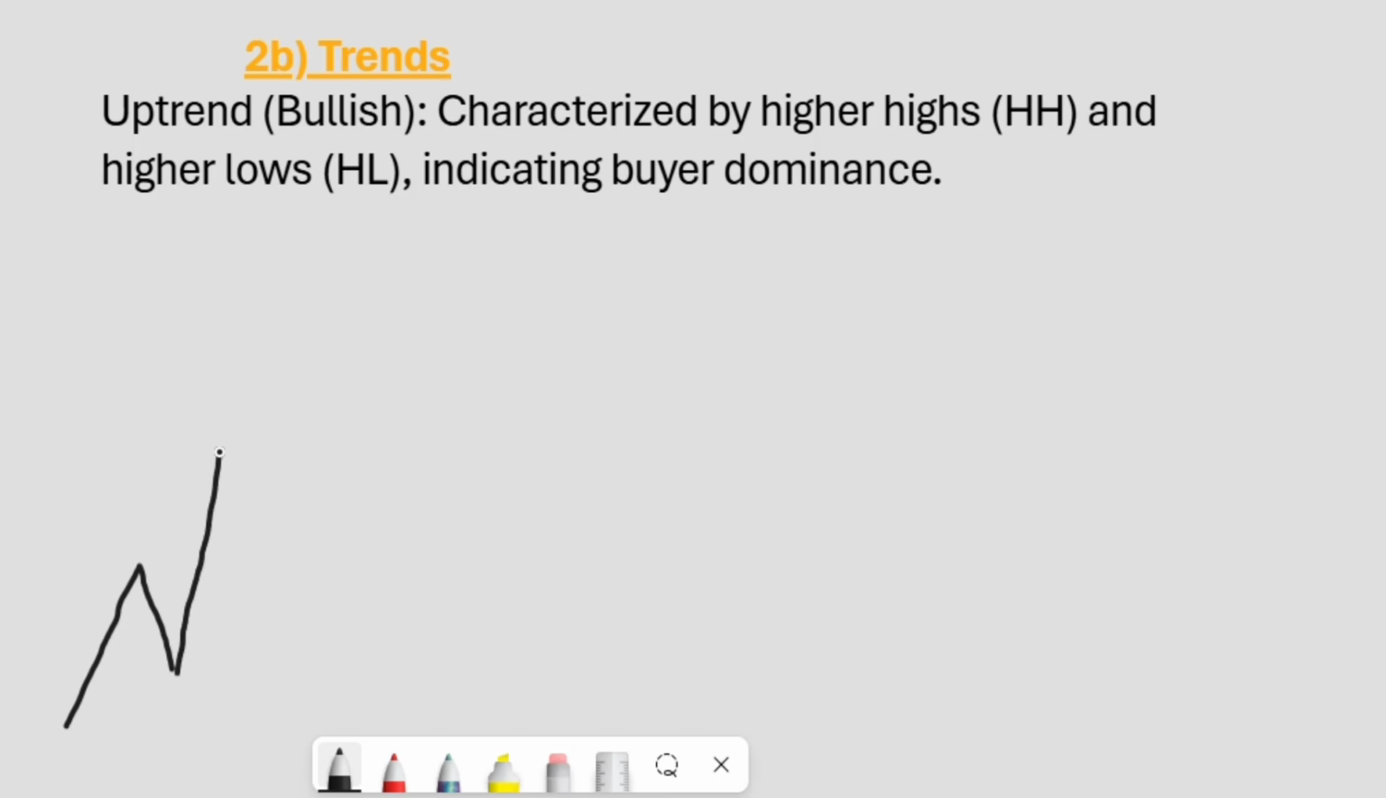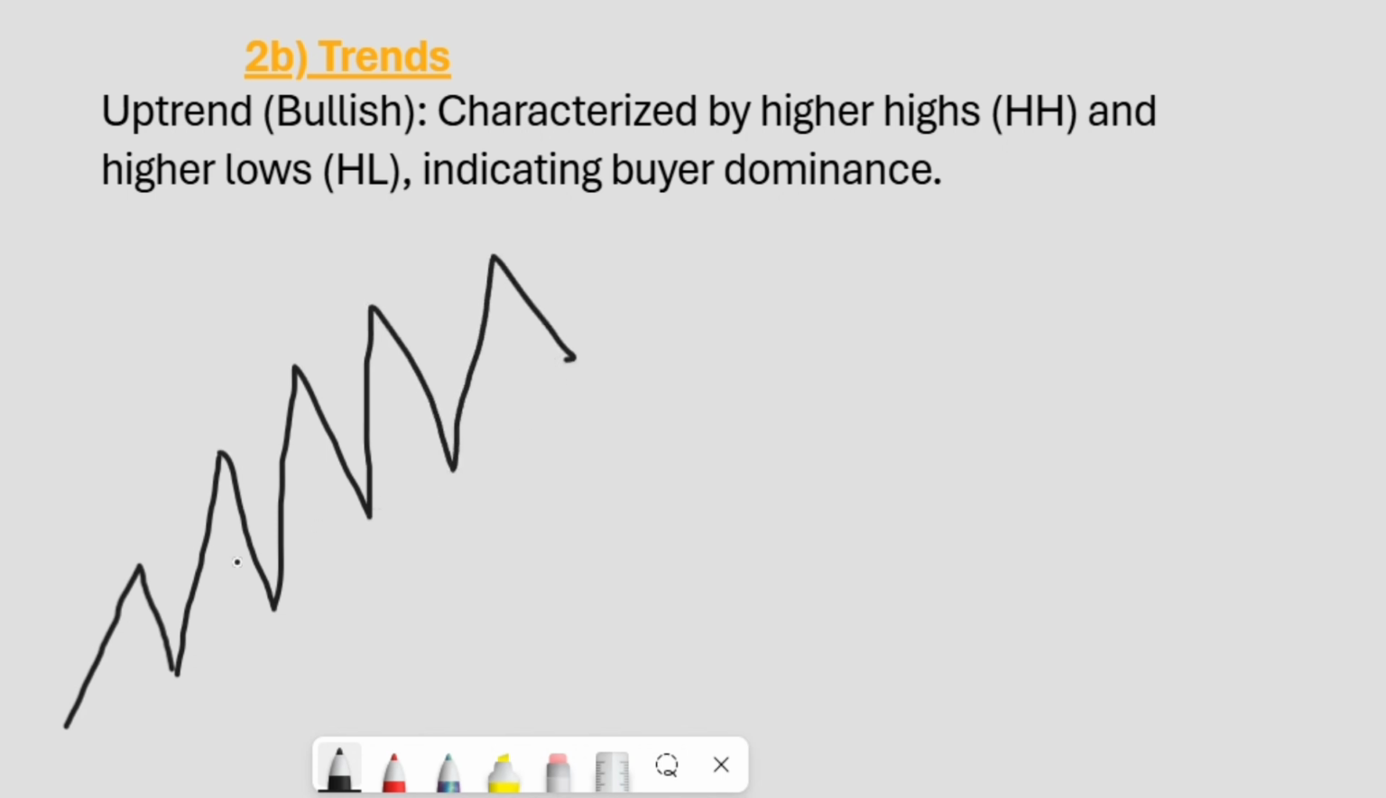Then price pushes higher, smaller retracement, higher, smaller retracement, higher, smaller retracement. Around here, price made a higher high. This one is a higher low. We have higher high, higher low, higher high, higher low, then higher high, higher low, higher high, then price is going to make a higher low. Okay, this is what is called an uptrend.